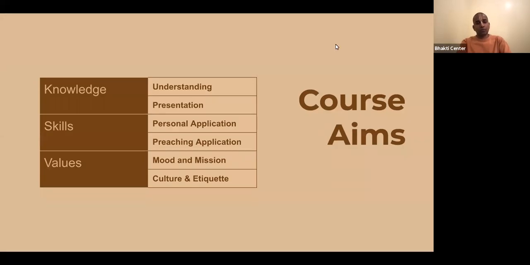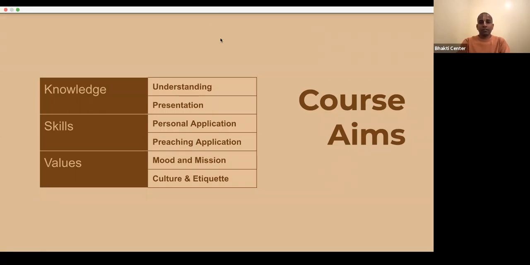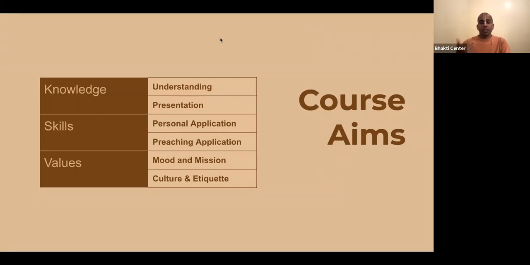So that is also very important. That is also part of this course, that the participants will learn to actually share the knowledge that they have gained through this course. And also in terms of skills, we will learn to apply these philosophies in our own personal lives and also in our outreach and in general in the society.